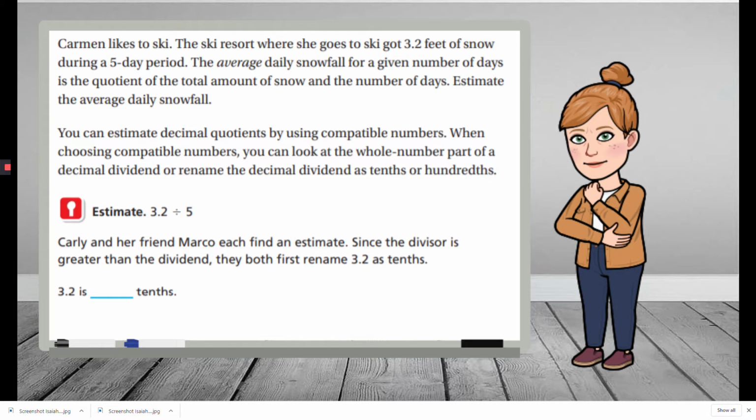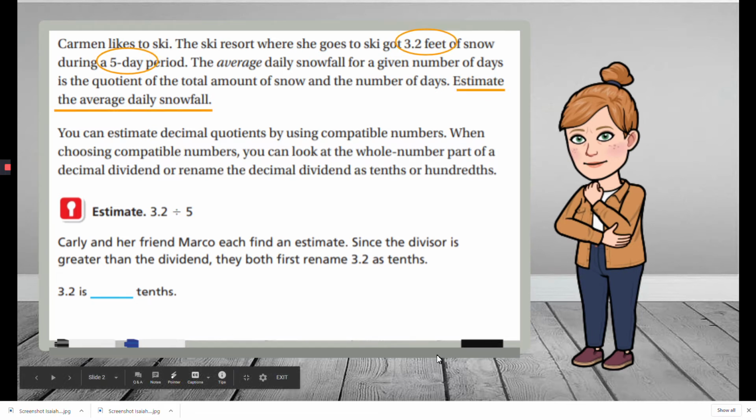You can estimate decimal quotients by using compatible numbers. When choosing compatible numbers, you look at the whole number part of the decimal dividend and remain the decimal dividend as tenths or hundredths. So if we estimate 3 2/10 divided by 5, Carly and her friend Marco each find an estimate. Since the divisor is greater than the dividend, they both first rename 3 2/10 as tenths, just like it said in the statement. So 3 2/10 can be looked at as 32/10.